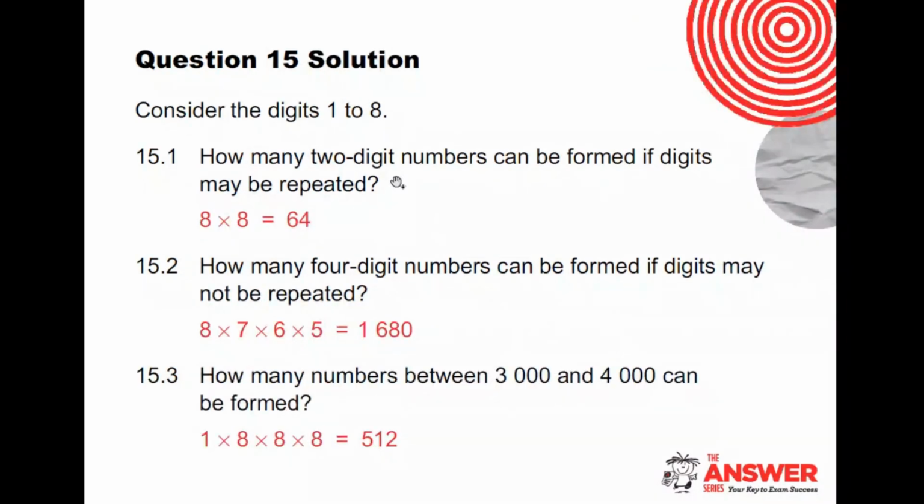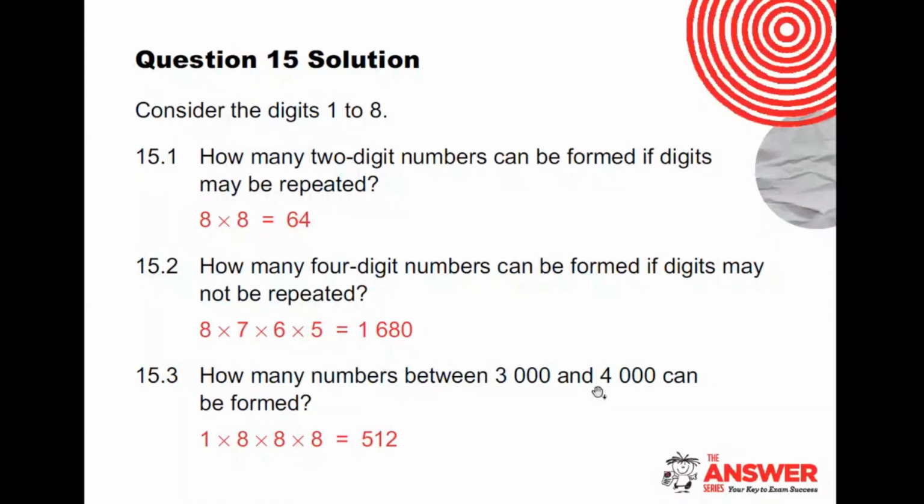Okay, 2-digit numbers. I'm dealing with 1 to 8, so that's 8 numbers. I may repeat, 8 times 8, 64. 4-digit numbers. I may not repeat, and I think we're getting this now. 8 times 7 times 6 times 5, get your answer.